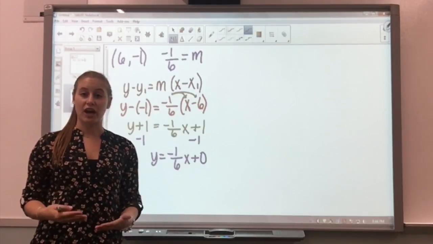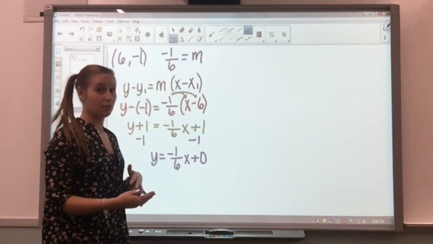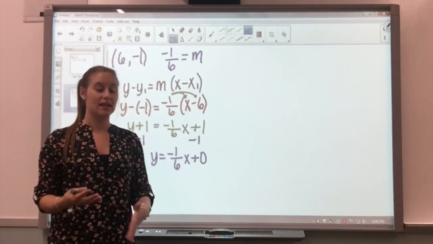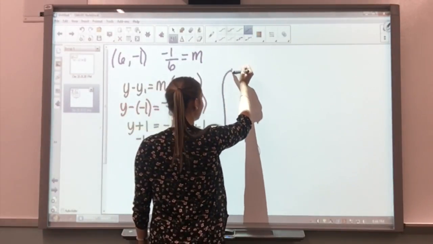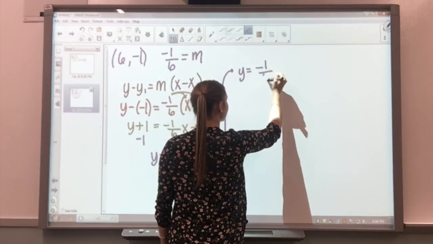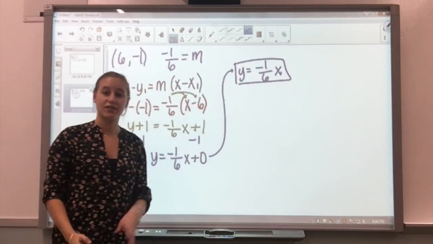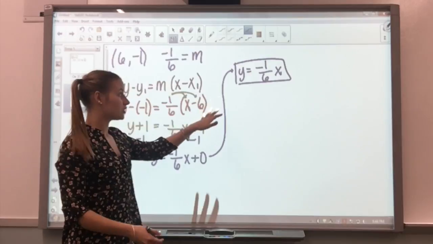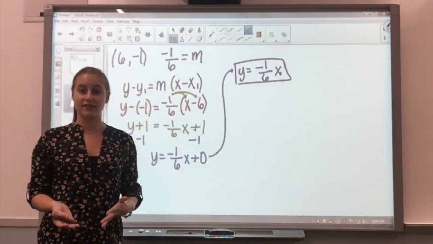You can actually check your work and see if the function we had on the board with me serving the ball passes through the origin. If it does, that means we have the right equation. So this can be simplified to y equals -1/6 x. If you would like, you could plug this function into your calculator and see if the graph you get matches the graph that I had earlier on the previous slide with me serving the tennis ball.